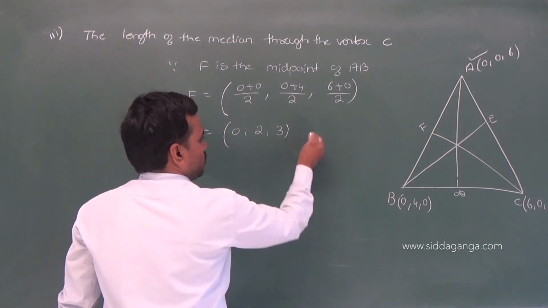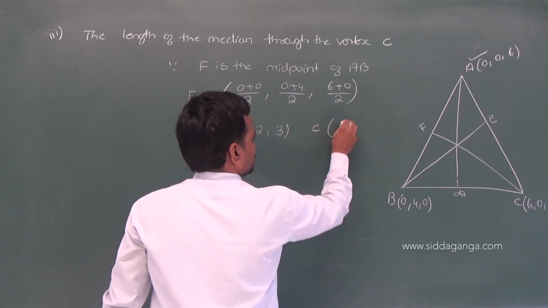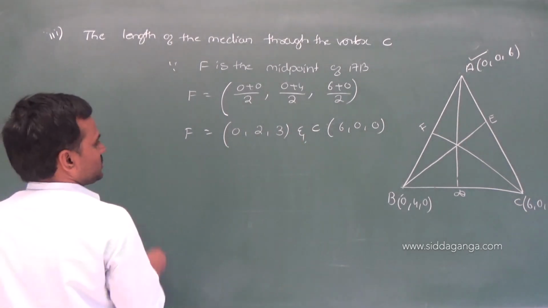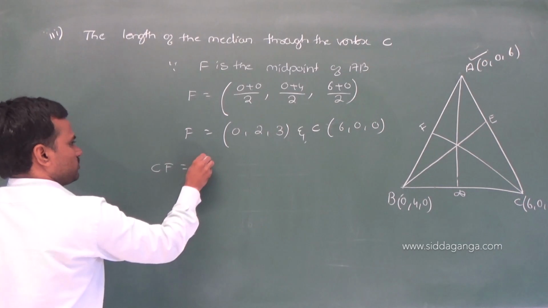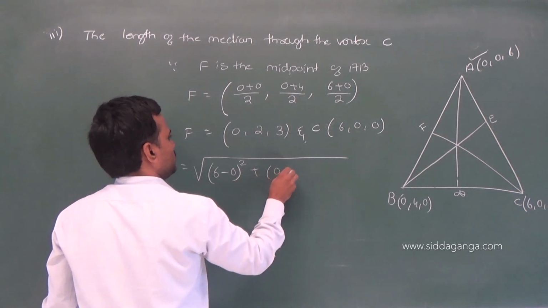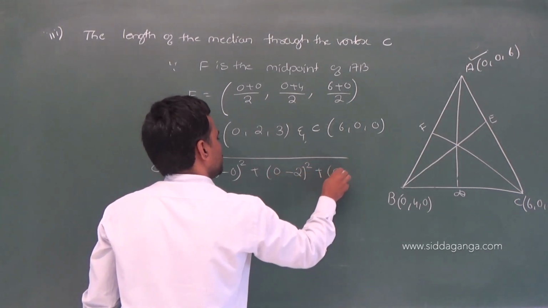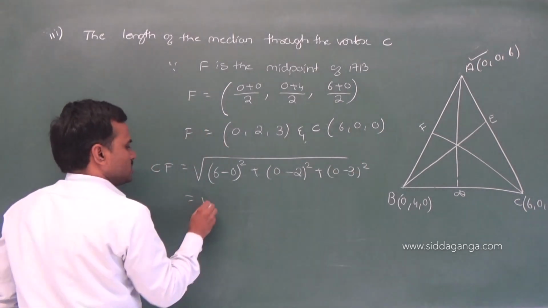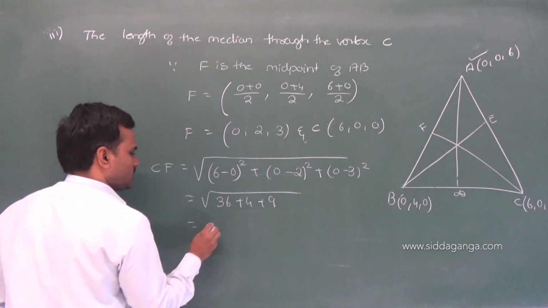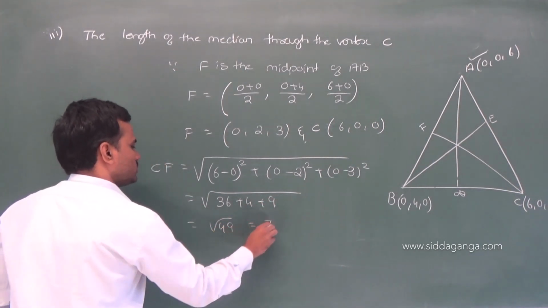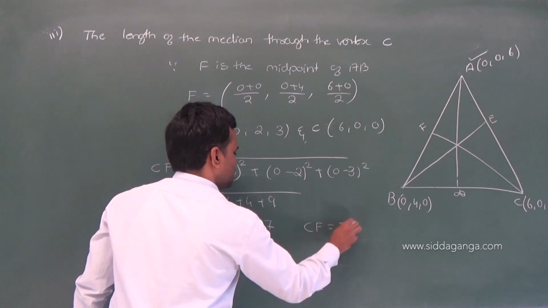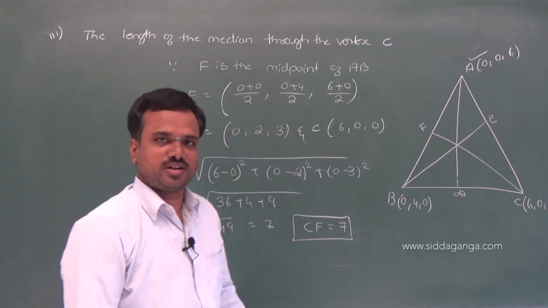And the coordinate of C is given, (6, 0, 0). So the length of the median to the vertex C, meaning CF, is square root of (6 minus 0) whole square plus (0 minus 2) whole square plus (0 minus 3) whole square. 6 square is how much? 36, plus 4, plus 9. Correct? So it is 49. See, 7. The length of the median through the vertex C, CF, is 7. Understand? This is the method.